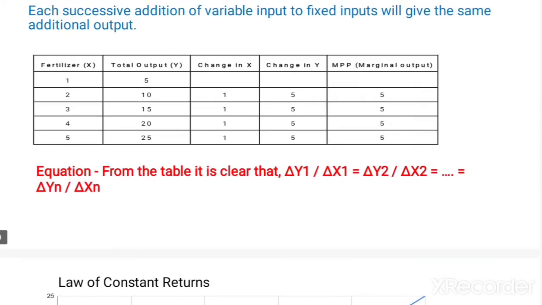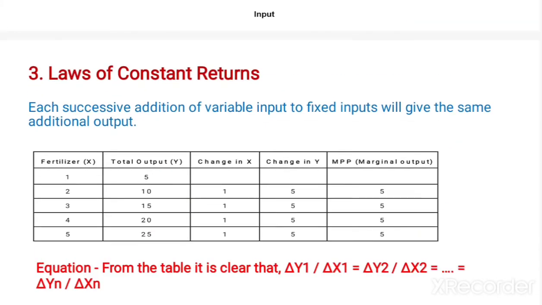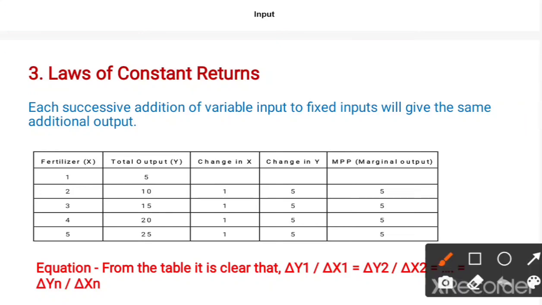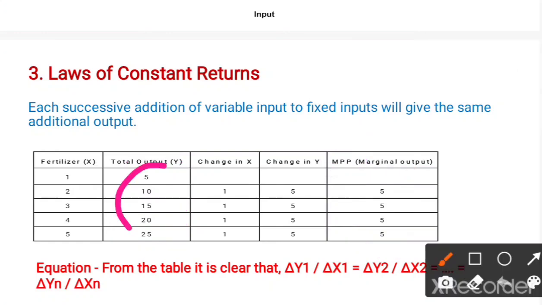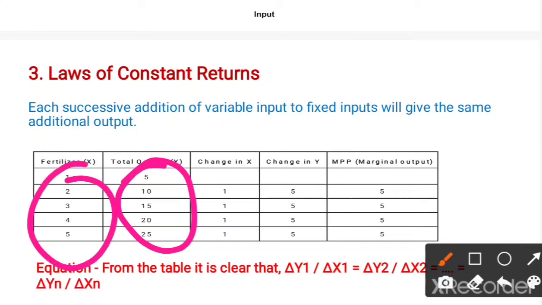So what is the definition? Each successive addition of variable input to fixed inputs will give the same additional output. Students, for the graph you have to take these points, and for the definition you have to consider this point. In the definition you can just write: if you increase the input and the marginal physical product is constant, it is the law of constant returns. If you want to draw the graph, you have to take this data, this one and this one, the initial input and the final output.